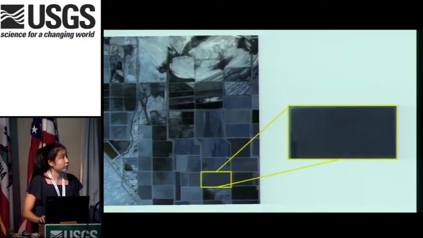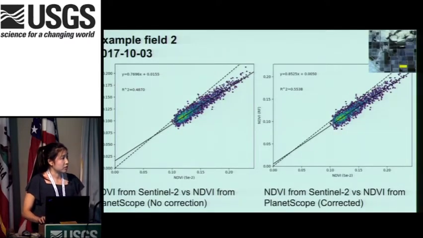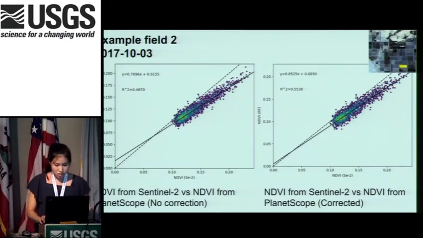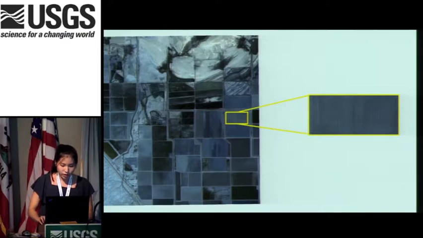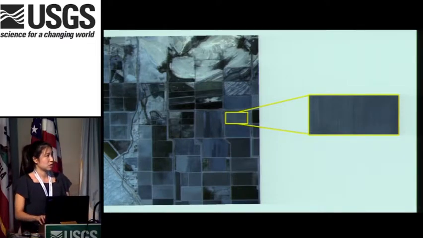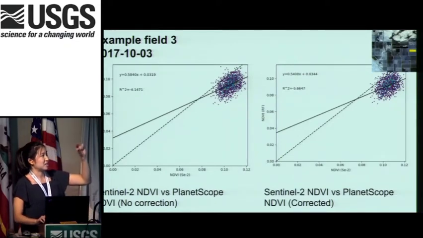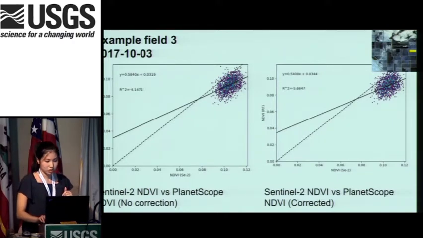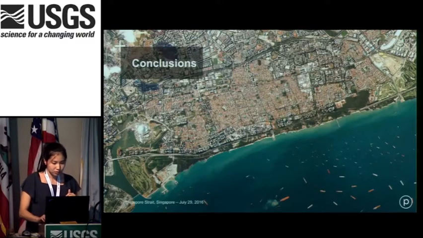This is an example of field 2, seeing similar results, not the best, but it looks like the line of best fit is also closer to the 1-to-1 line in the corrected version. And then for field 3, this one was kind of interesting. This one was a very uniformly homogeneous field, so you'll notice that the dynamic range is super small in this example. But again, this one didn't see a whole lot of change.